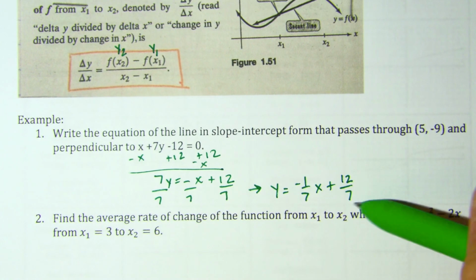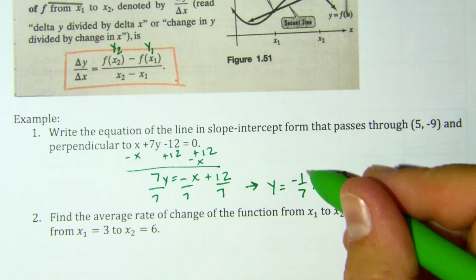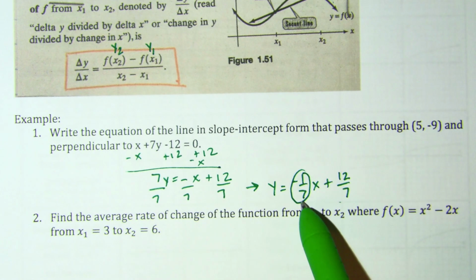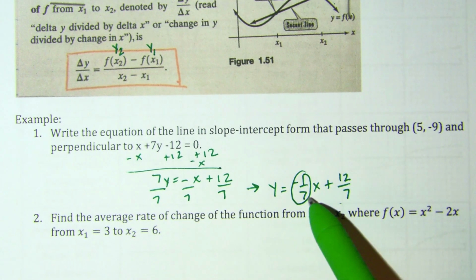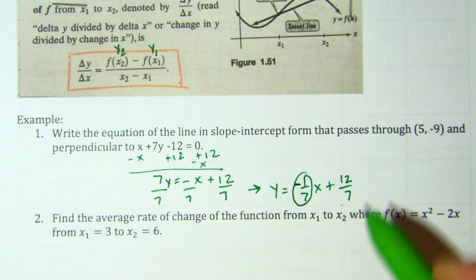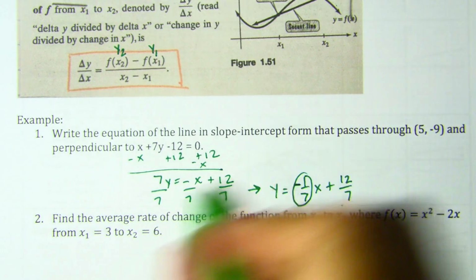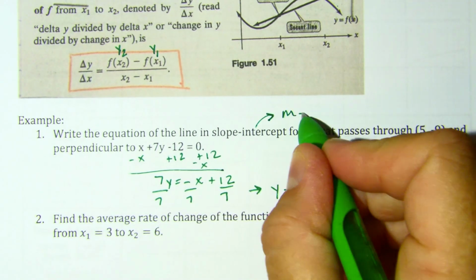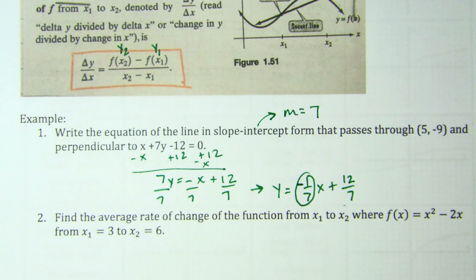Now, don't get too worried about this 12 over 7. I don't really actually need that. All I need is the slope. And the perpendicular slope to this would be the opposite reciprocal. So it would become 7 over 1 and the opposite sign. Well, this is negative, so the opposite sign would be positive. So I know the equation that we're looking for has a slope of 7.